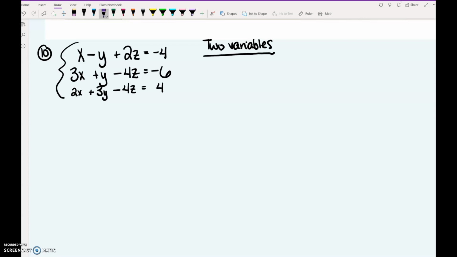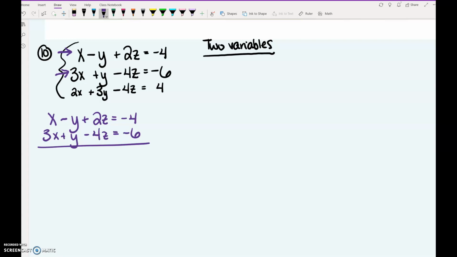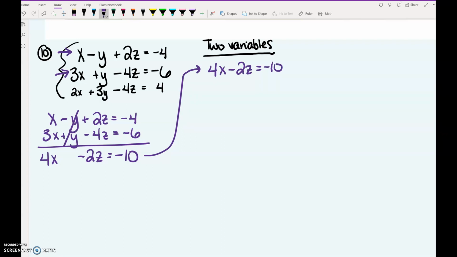Okay, so if I eliminate the y's, first I'm going to take this top equation and the middle equation, and I am going to take the time to rewrite them. I think it's important to rewrite them so that we definitely don't make any mistakes and can really see what we're doing. Okay, these are perfectly set up for the y's to eliminate. We have 4x minus 2z equals negative 10. And I'll put that equation up here. 4x minus 2z equals negative 10.